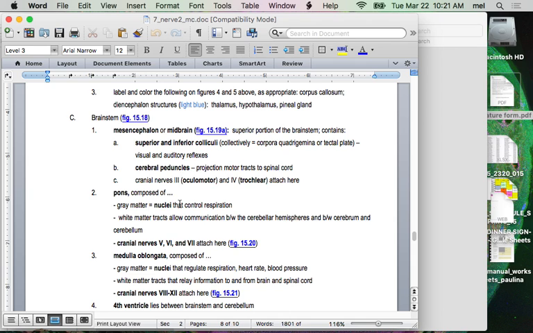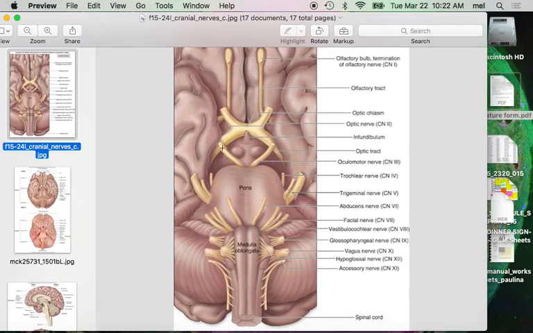So the mesencephalon, or the midbrain, includes the superior and inferior colliculi and the cerebral peduncles. And now we're moving down to the pons. Okay, so the pons is here. It's super easy to find, and it's super easy to spell, right?